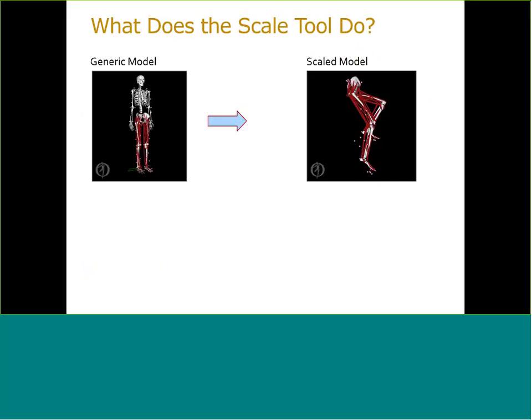For those of you who may be new to OpenSim, I'm going to briefly review what the scale tool does. So we have a generic model, and we want to scale it to our subject. For this study, because we were focusing on the lower limbs, we removed the head, arms, and torso from the generic model, and we lumped their mass into the pelvis. We can use the scale tool to scale the dimensions of the body segments based on distances between marker pairs.